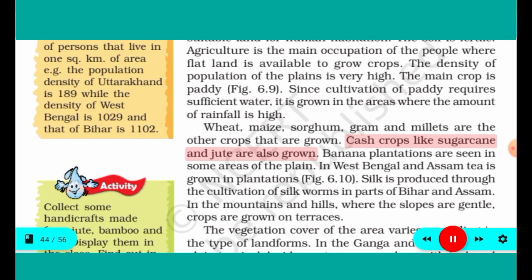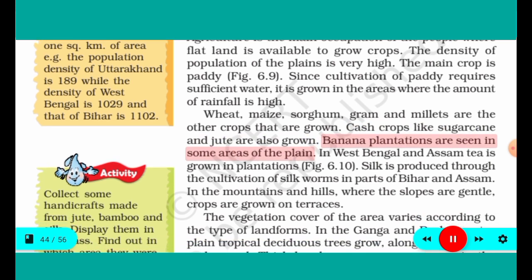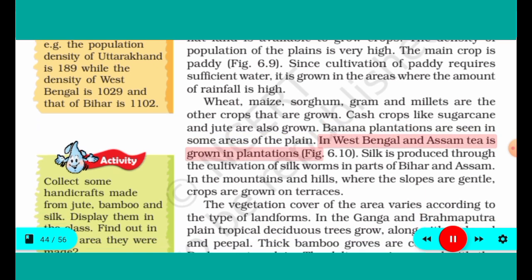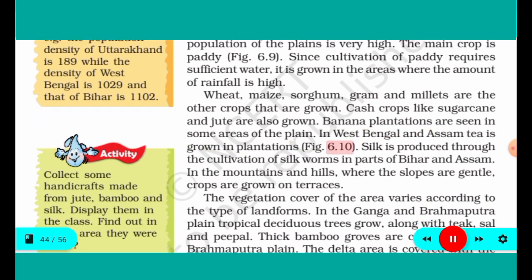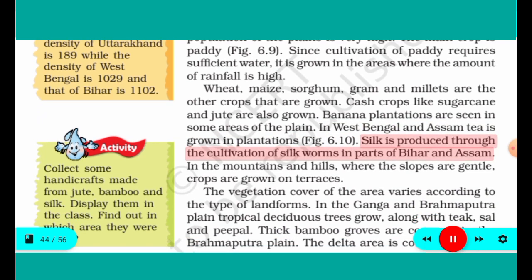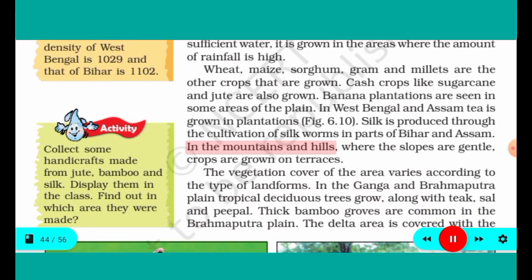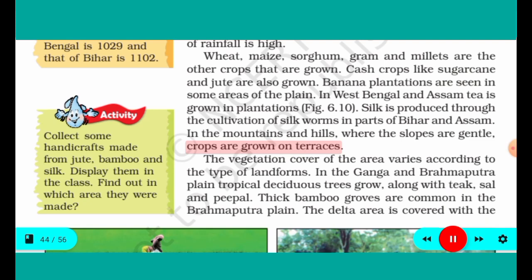Cash crops like sugarcane and jute are also grown. Banana plantations are seen in some areas of the plain. In West Bengal and Assam, tea is grown in plantations. Silk is produced through the cultivation of silkworms in parts of Bihar and Assam. In the mountains and hills, where the slopes are gentle, crops are grown on terraces.